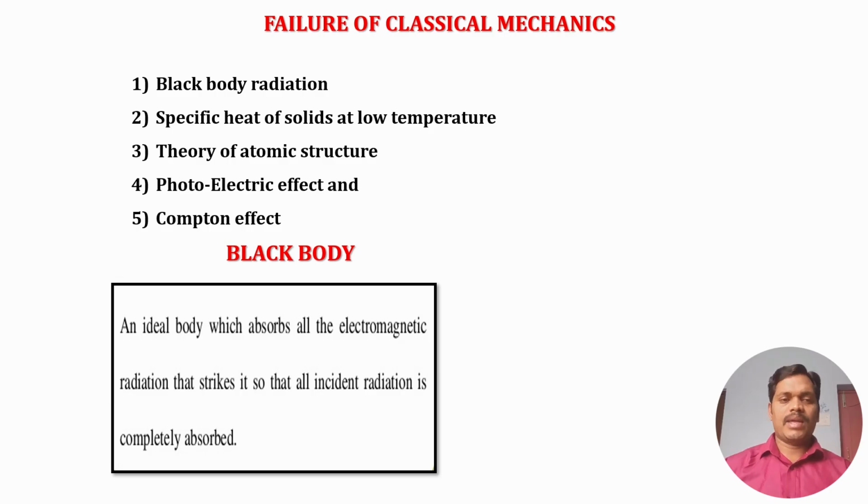In order to understand quantum physics, we should know the failures of classical mechanics. Classical mechanics has explained most of the concepts. However, it could not explain some important concepts like black body radiation. Why it exhibits in all ranges of heat radiation, it could not explain. So, it has been explained in quantum mechanics.